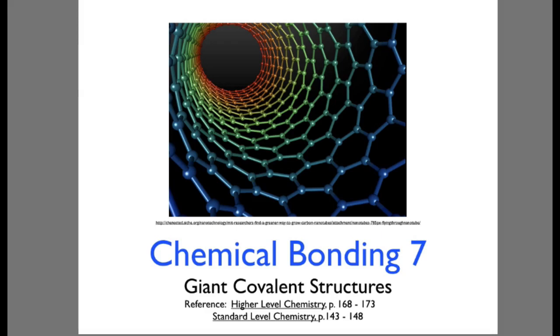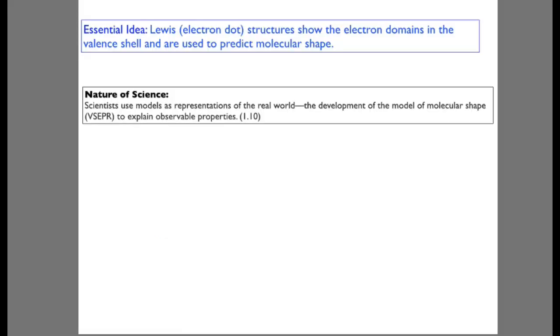Chemical bonding 7. Giant covalent structures. The essential idea here is that Lewis structures show electron domains in valence shells and are used to predict molecular shapes. And we're going to see the shapes of some carbon allotropes. The nature of science is again using models as representations of the real world.